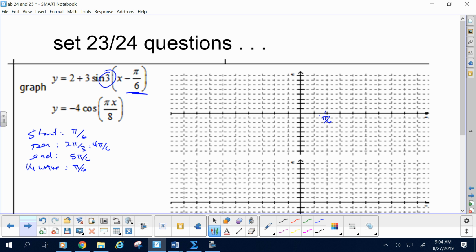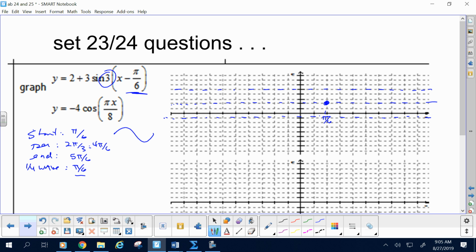Vertically speaking, what's the 2, what's the 3? 2 is the center line, and 3 is the amplitude. Okay, so we said the starting point of a positive sine curve is at pi over 6. So doesn't that mean I'm going to be at the center line at pi over 6? And then every quarter wave is another pi over 6.